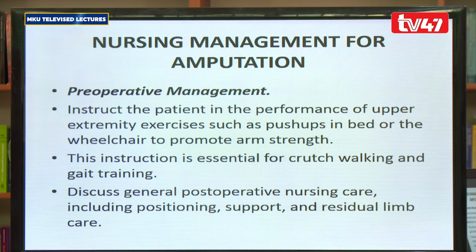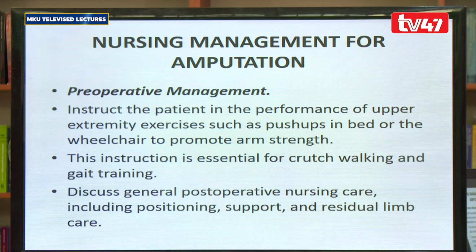Instruct the patient in the performance of certain exercises, because we know that the patient might be in bed for a certain period of time before we allow them to get out. Chest exercises will be good, and this can help prevent diseases like pneumonia. And even the other muscles of the body will also need to have exercises.